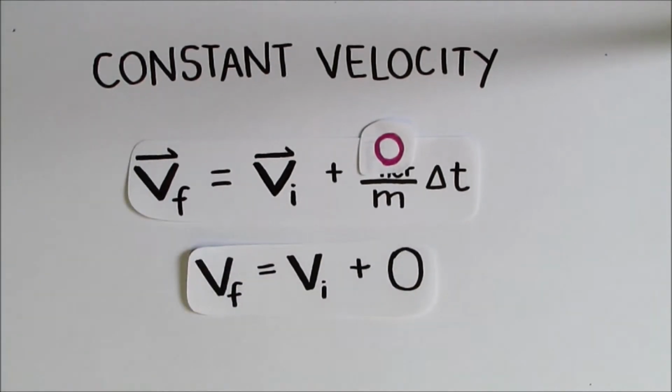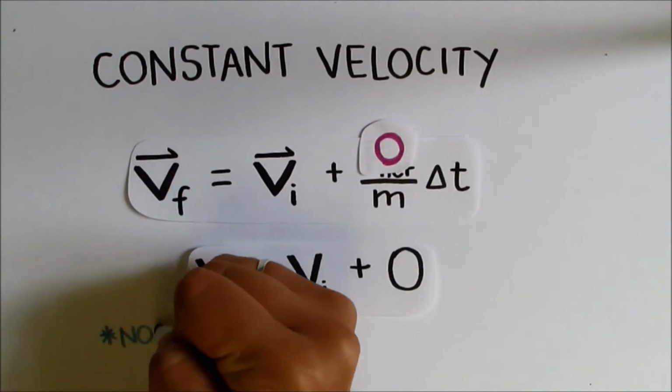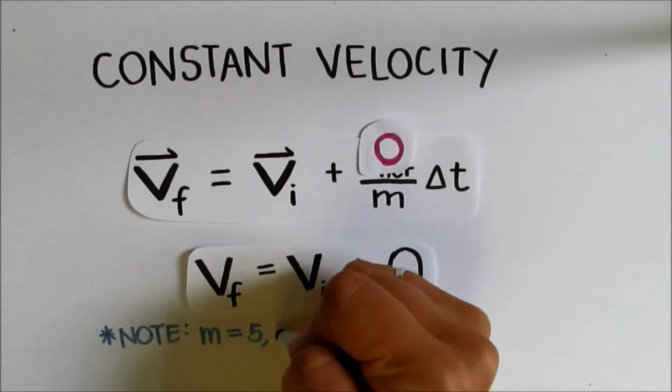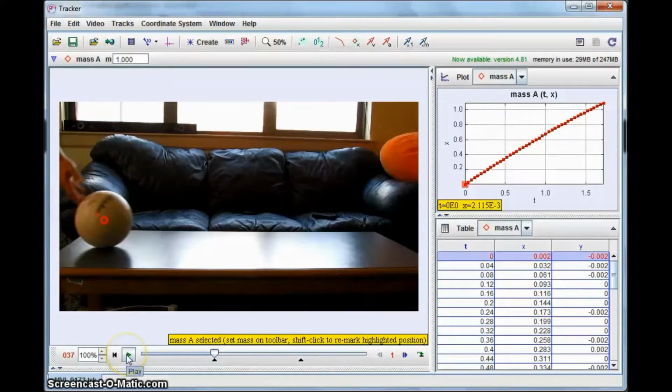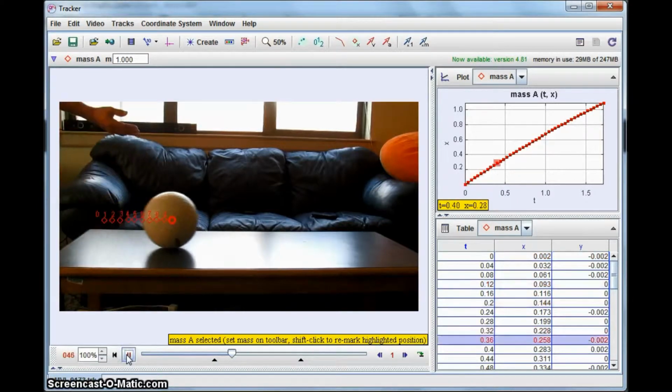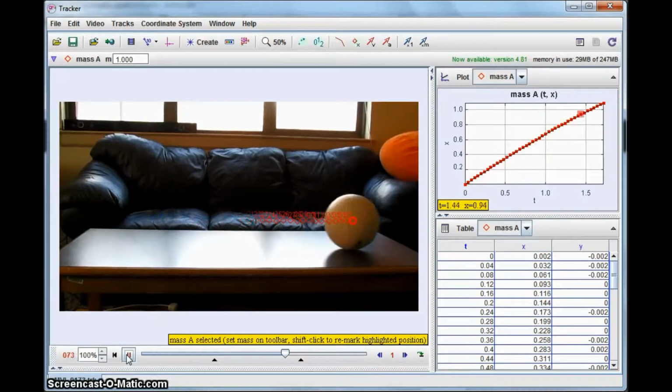When we apply this to Newton's second law, we see that the final velocity depends only on the initial velocity. We can make the mass anything because the net force is zero. For my experiment, I decided to roll a volleyball across a flat surface. Upon analyzing the video with Tracker, I decided to crop my video in order to focus on the constant velocity portion of the motion. Therefore, the video begins at frame 37 and ends at frame 81.